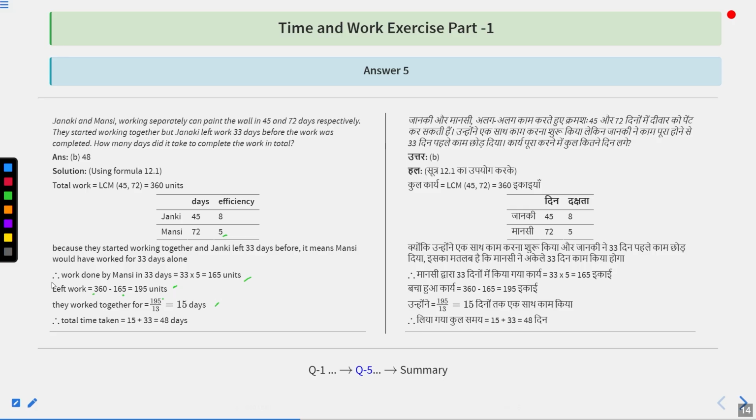That is 15 days. That means Janki and Mansi were working together for 15 days and Mansi alone worked for 33 days. That means total time taken was 15 plus 33, that is 48 days. Option number B is the right answer.